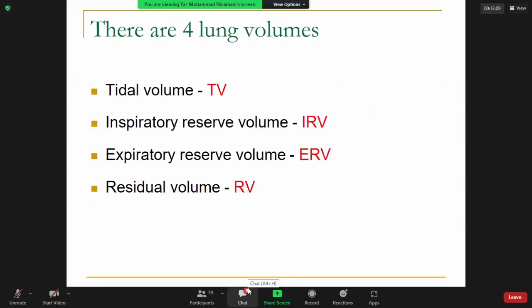Right? There are 4 lung volumes. Again, if we recall the objective, the first objective was you must be able to define different lung volumes and capacities.